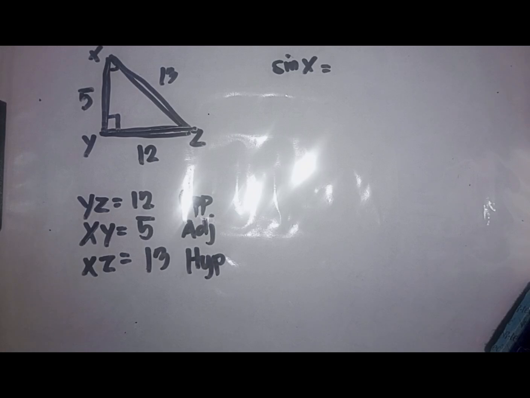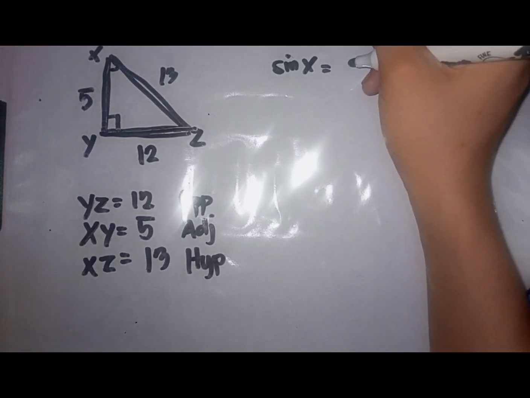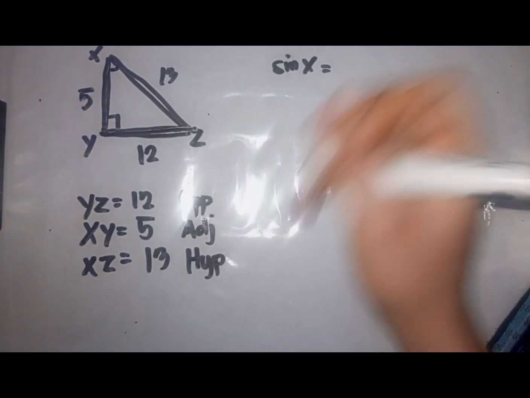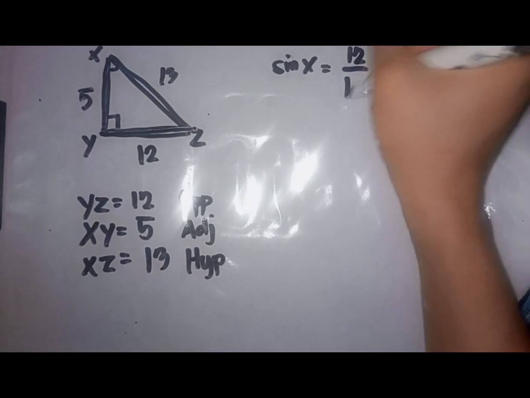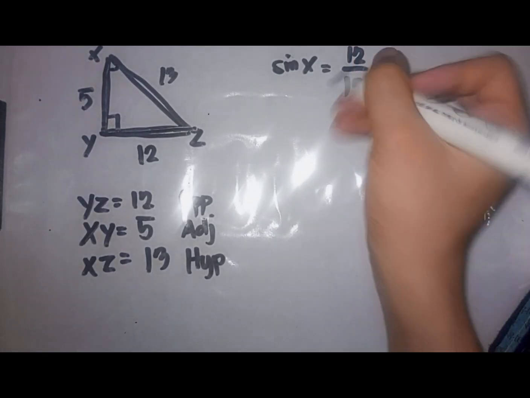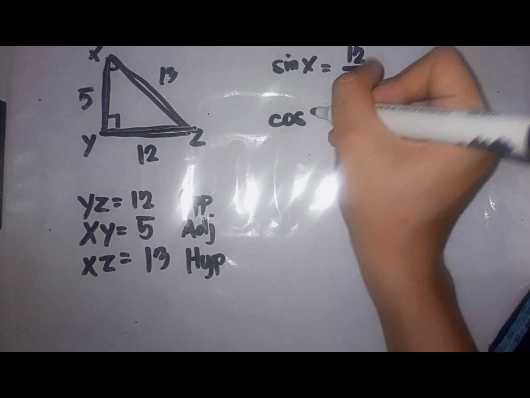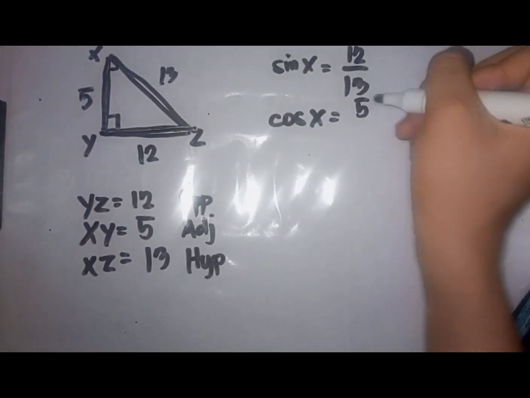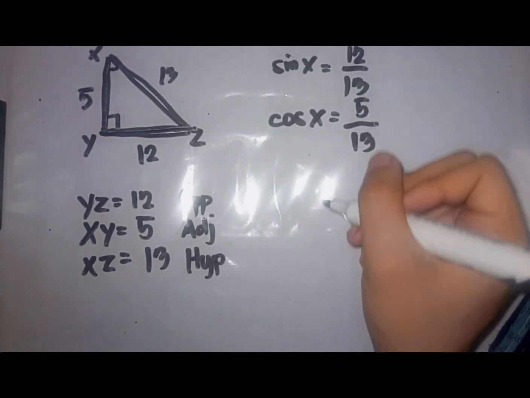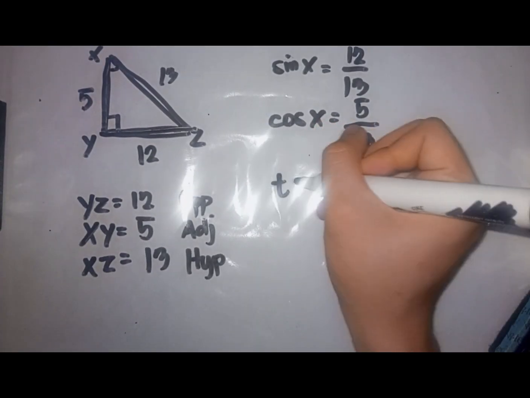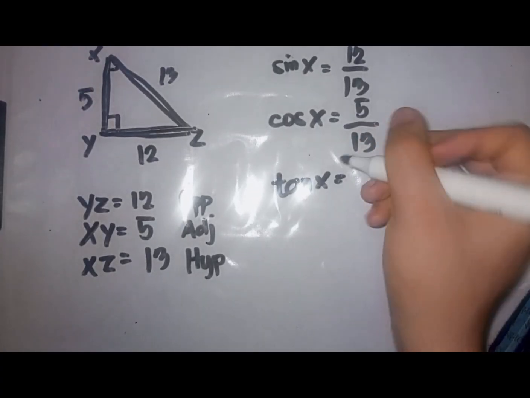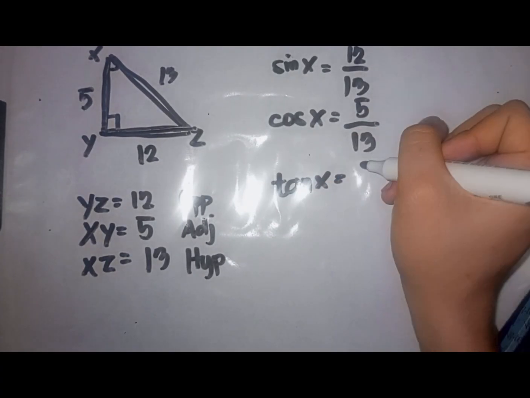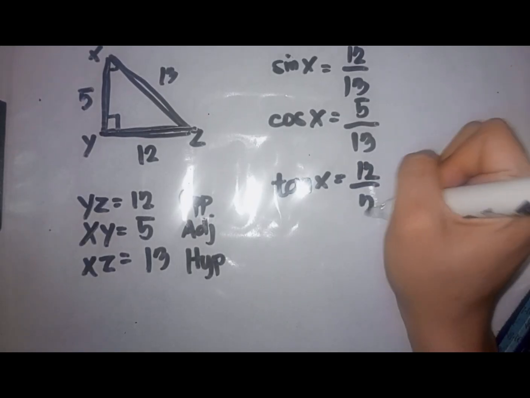Now we will find the primary ratios. For sine X, our sine X is opposite over hypotenuse. So opposite over hypotenuse, 12 over 13. Okay, that is our sine X. So now, in our cosine X, adjacent over hypotenuse, so 5 over 13. Now in tangent X, opposite over adjacent, so 12 over 5.